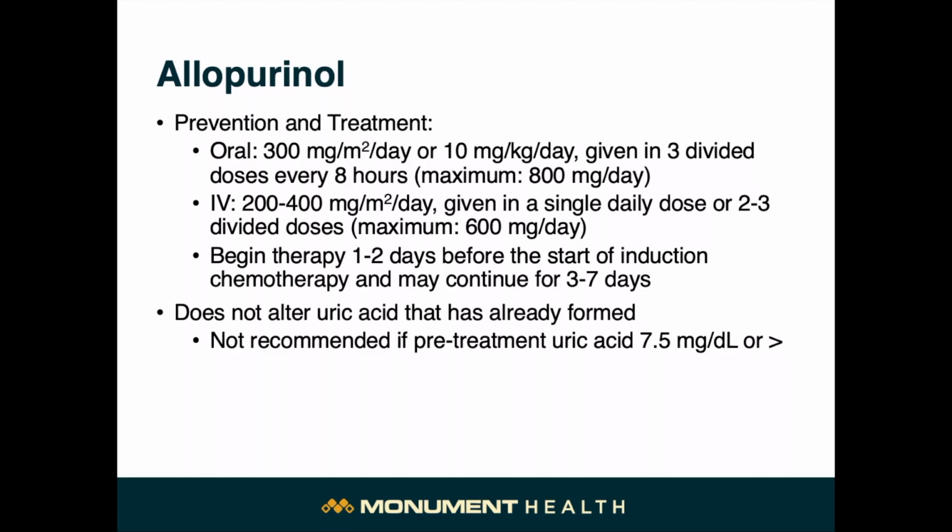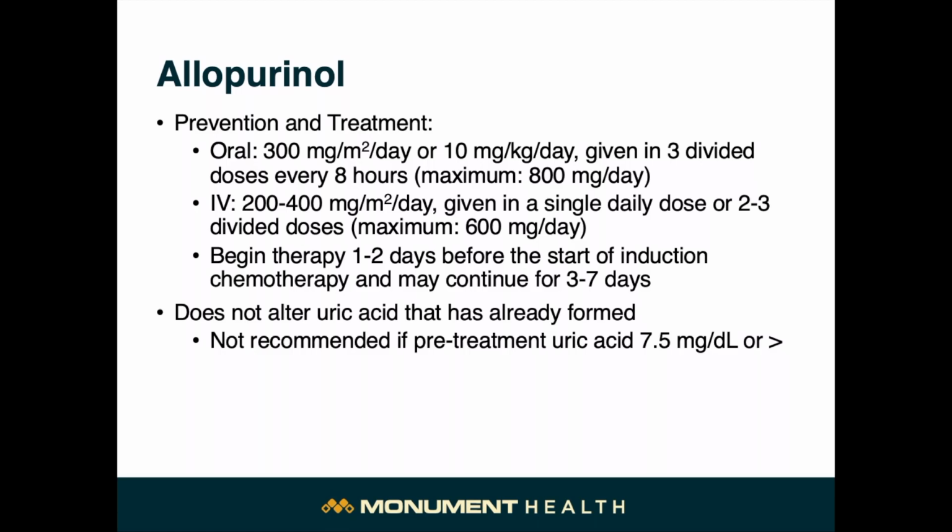milligrams per day. In the IV formulation, the dosing is a bit different, with 200 to 400 milligrams per meter squared per day, and this can be given as a single daily dose or divided in 2 to 3 doses. The maximum recommended dose is lower than the oral formulation at 600 milligrams per day. It's recommended to begin therapy with allopurinol 1 to 2 days before the start of induction chemotherapy, and this may be continued for 3 to 7 days thereafter.